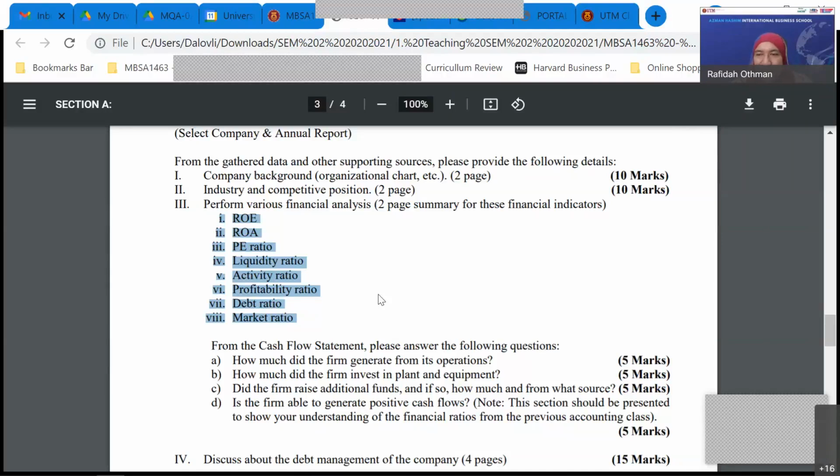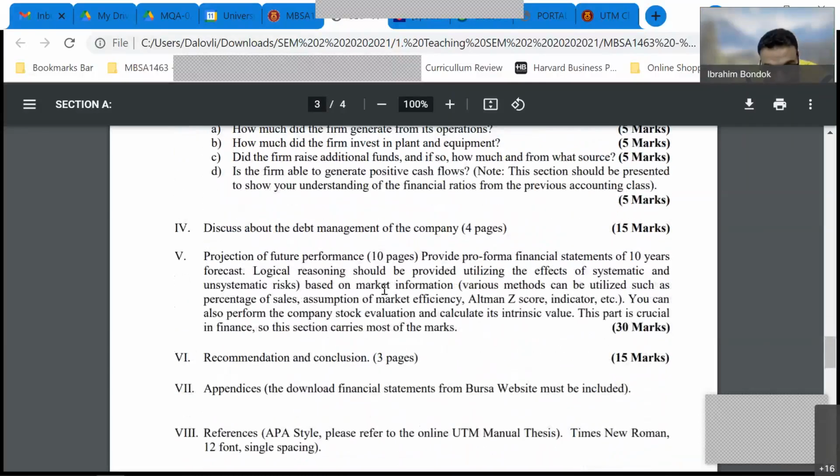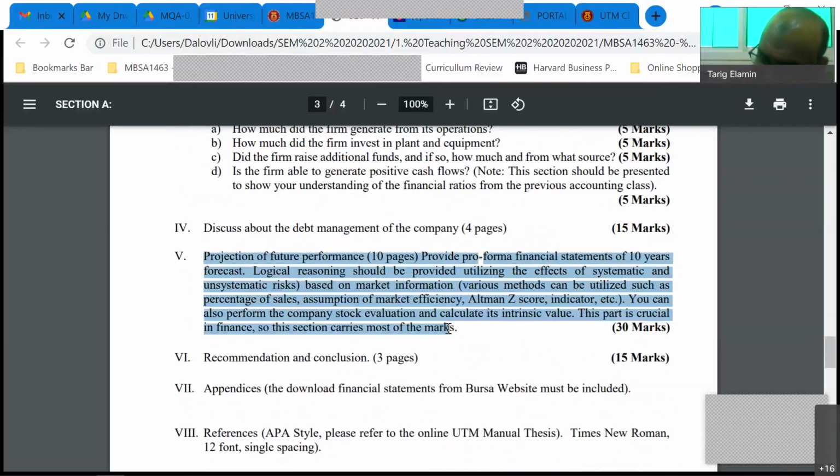Okay, what about the last question, Doctor? Ibrahim, go ahead, please. I just want to ask Doctor about the next question. Are we now in a position to answer this question or not yet? Which one? The forecasting project question, project future performance, the projection. Yes, pro forma, this one. So you have learned how to do pro forma financial statement, right?